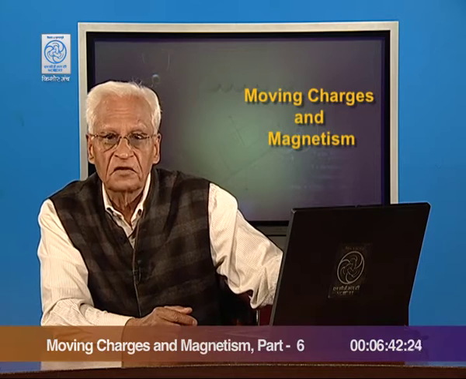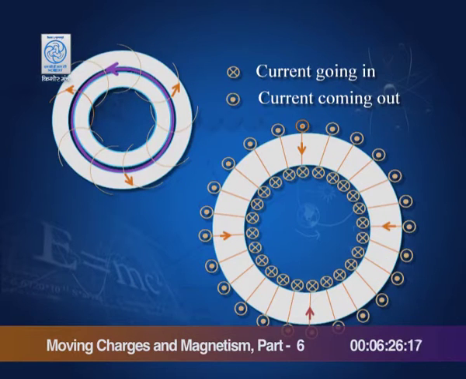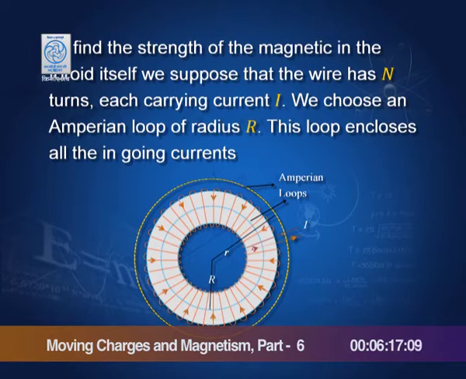So, to find the strength of the field, I take an Amperian loop within the toroid of radius capital R. Then what happens? Within this circle of radius capital R, only the ingoing currents are included. The outgoing are not included. Therefore, once again, because of symmetry, the magnetic field must be along this loop. In fact, because it is a solenoid made into a toroid, it is always along the axis.